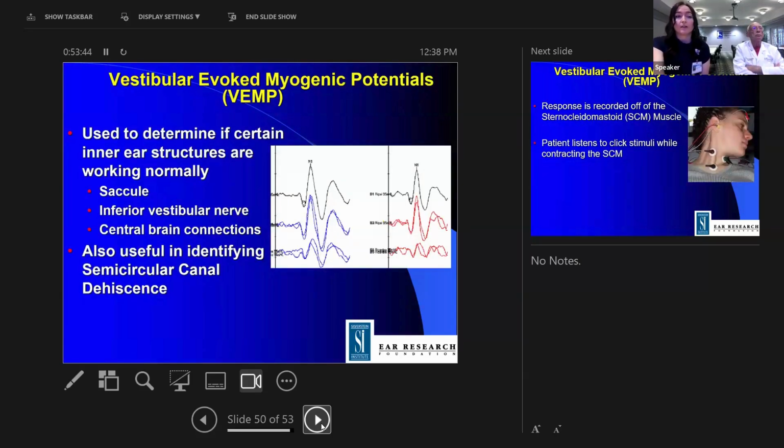Then we might do some vestibular evoked myogenic potentials, or VEMP testing. This is a really powerful tool to see what not only the ears are doing, but what the brain might be doing as well. This will test the saccule of the inner ear system as well as the inferior vestibular nerve. And then it will also test some central brain connections. So because it can test both inner ear structures and central inputs and outputs, it's very helpful for us to investigate whether something is ear-related in terms of migraines, Meniere's, semicircular canal dehiscence, or if we have something else going on.